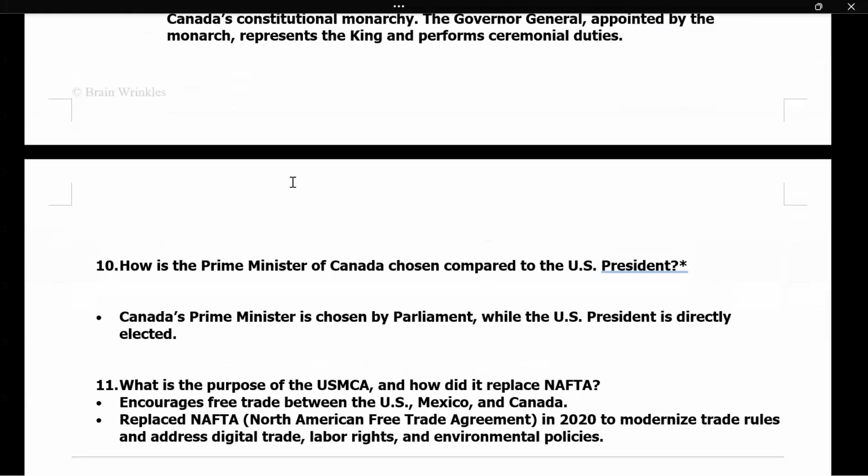Now, what is the purpose of USMCA and how did it replace NAFTA? USMCA was made to encourage free trade between United States, Mexico, and Canada. And of course, a lot of you did great making that connection with the EU, European Union. It is very similar. USMCA is what replaced NAFTA, which was the North American Free Trade Agreement. It was replaced to modernize trade rules and address digital trade, labor rights, and environmental issues. So making it more 2020-ish rather than when we first made NAFTA.